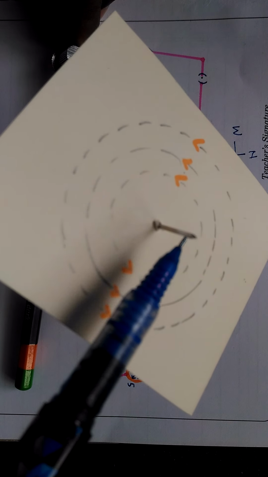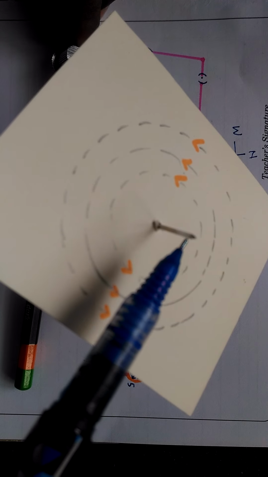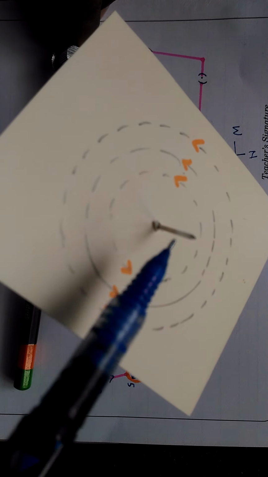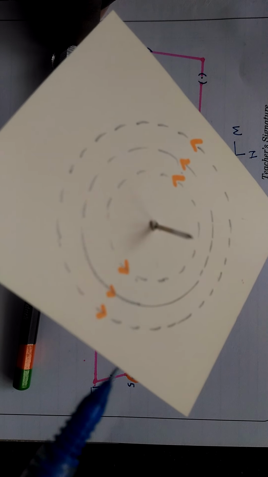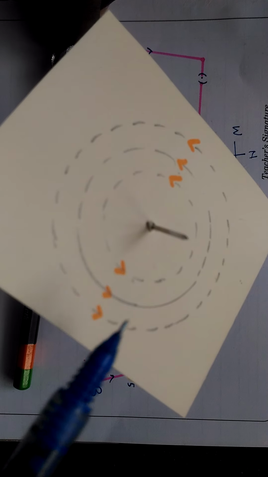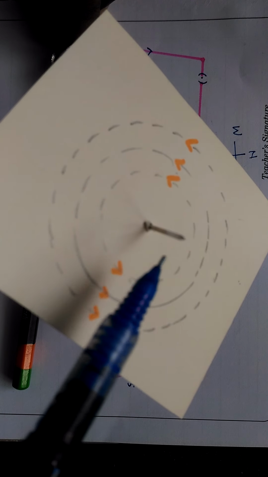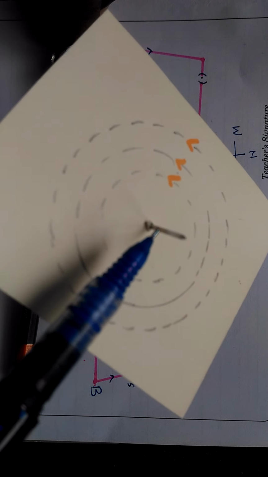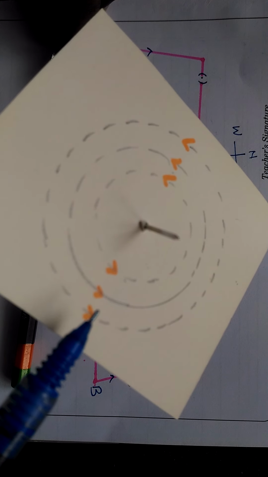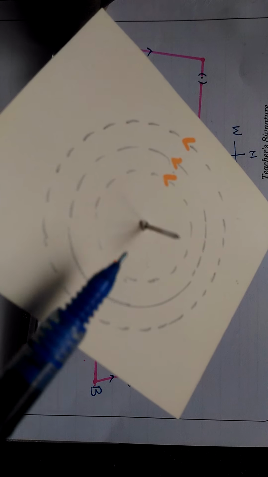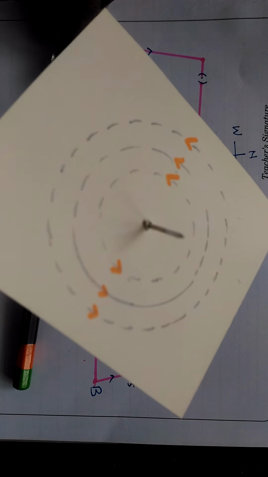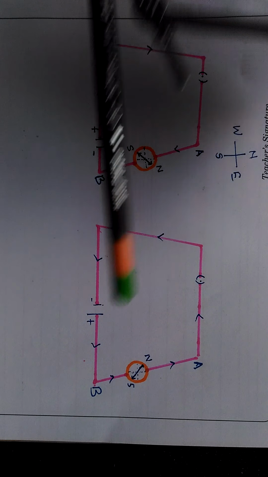And if you go away from the core of the conductor, means from the first circle to the second circle, like that, if you go away from the conductor, magnetic field strength goes on decreasing. That is another important point. Near the conductor magnetic field strength is more, and away from the conductor it goes on decreasing. So when the current direction is upward, if the current direction is downward, what will happen?